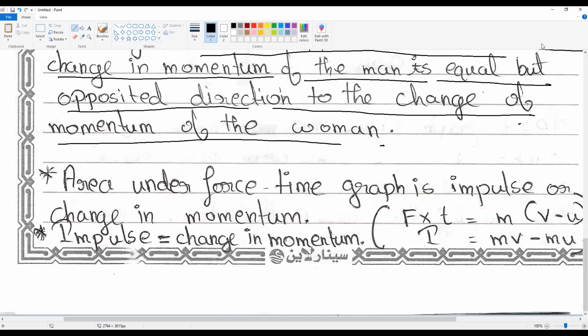Now, this is another important point we're going to learn: the area under the force-time graph. If you draw a graph of force against time, the area under the graph is impulse. Because what is the area under the graph? We calculate it in terms of boxes, the area of the box, which is force into time. And what is force into time? Impulse. So the area under the force-time graph is impulse, or change in momentum, because impulse is equal to change in momentum. I'll write that down along with all the formulas.